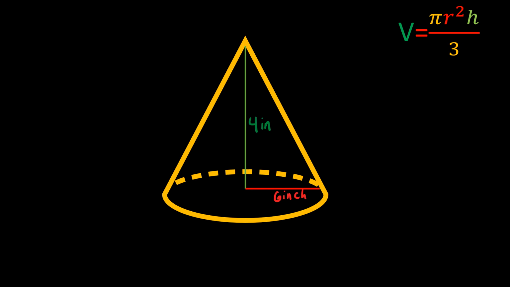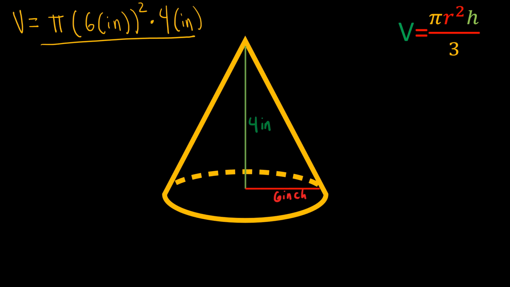In this problem, our height is 4 inches and our radius is 6 inches. And we want to find the volume. So we use our equation. Volume equals pi r squared, this is going to be 6 inches, and then this is times the height, which would be 4 inches, all divided by 3.